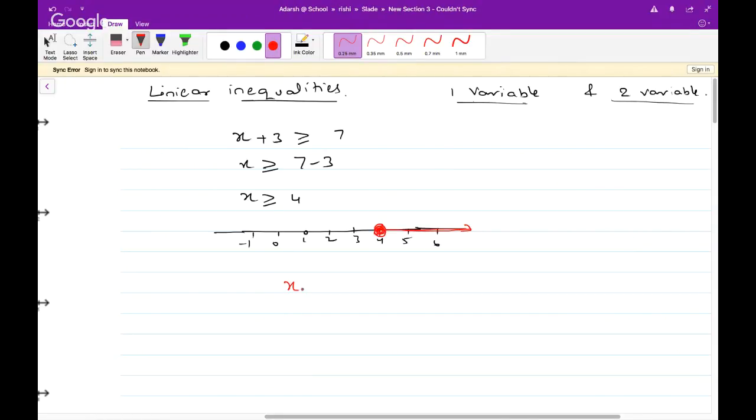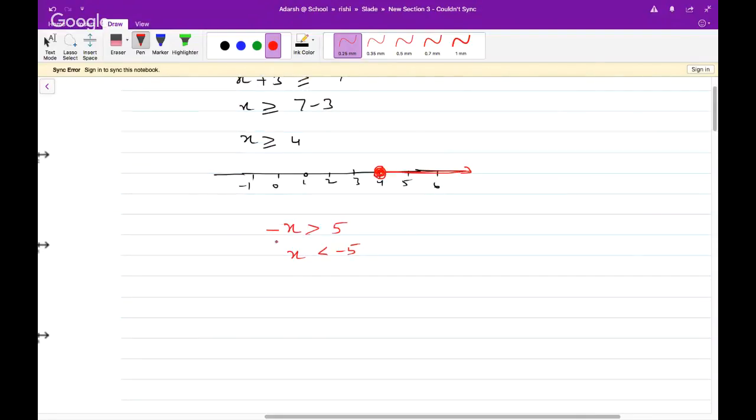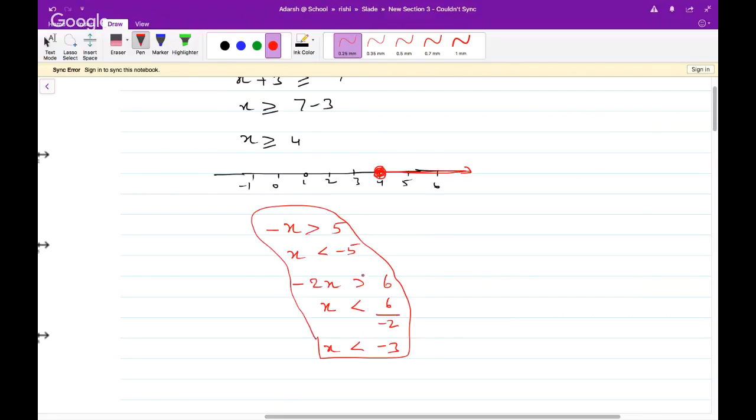One important thing you have to remember here is when negative x is greater than 5, it means x is less than minus 5. I repeat, when negative x is greater than 5, x will be less than negative 5. Similarly, if negative 2x is greater than 6, x would be less than 6 divided by minus 2, that will be x less than minus 3. This is the only thing which you have to remember. The rest all follows the rules of equalities. How you solve equalities, the same way you have to solve this also.